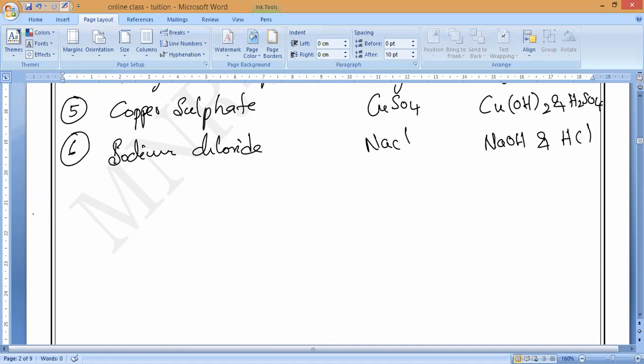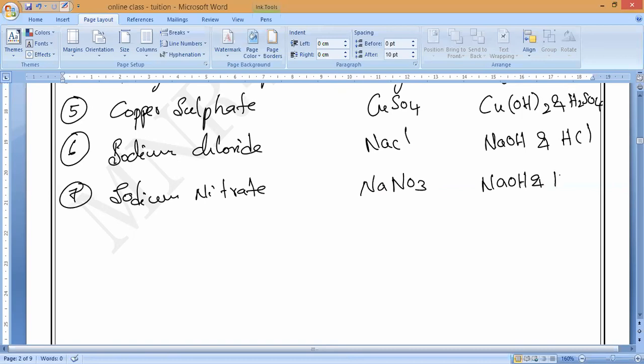Next, sodium nitrate. NaNO3. Base: NaOH, plus acid: HNO3. Very good. Next, sodium carbonate. Na2CO3. Very good. Most of you learned the formulas. That is what I want.